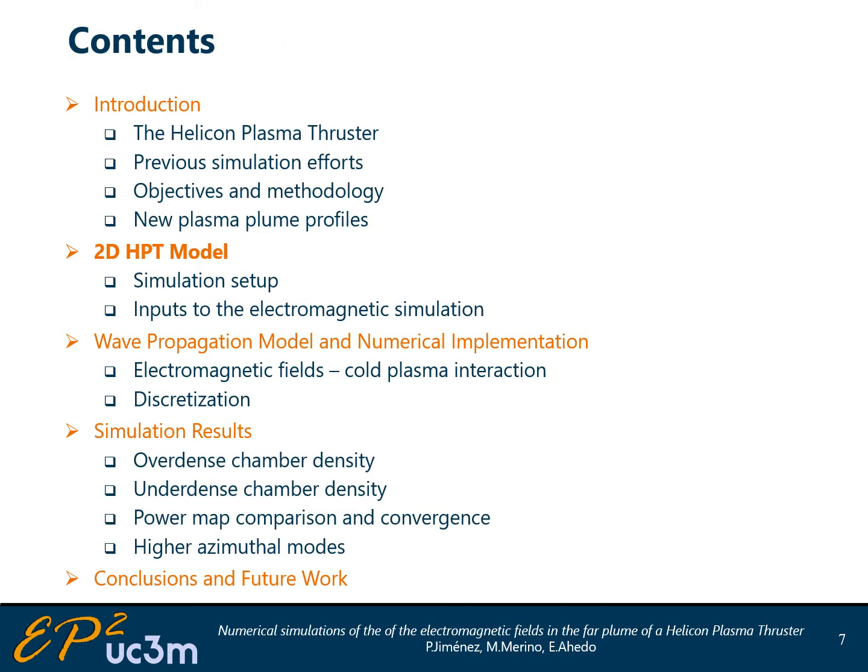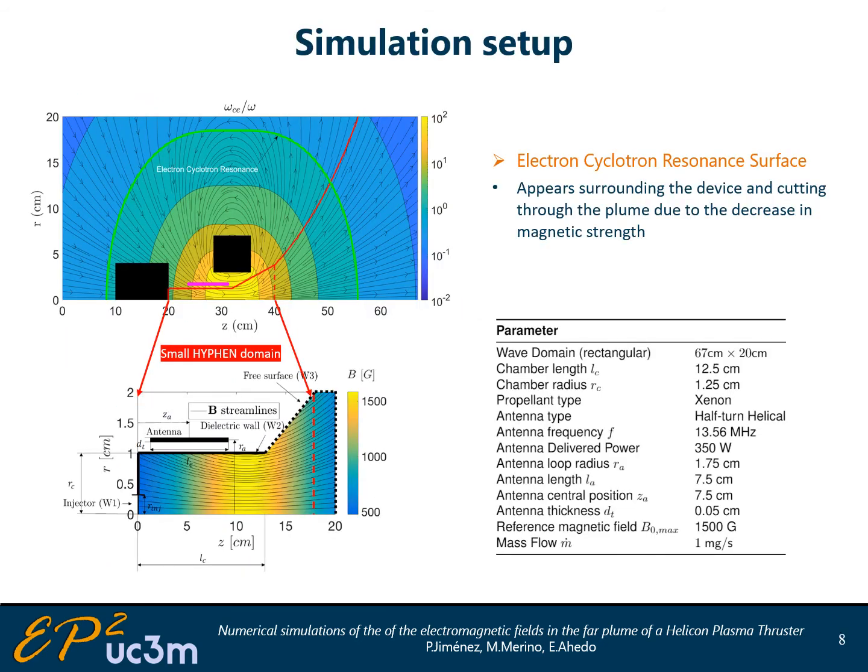Let's take a look now at the 2D model we are using for the HPT and the inputs to the electromagnetic simulation that we are going to carry out. Here we have the simulation setup. First of all, remember that this is an axisymmetric simulation, and the axis of symmetry is located here at radius 0. You can see the large domain that we will use in the wave simulations, and the small domain that was used before for coupled simulations.